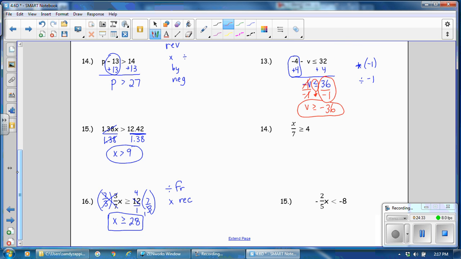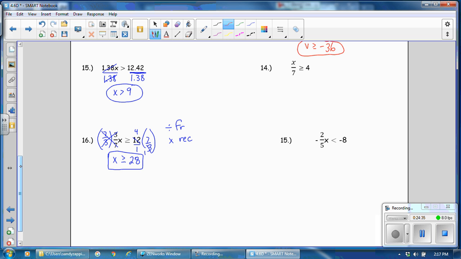Number 14. The problem says to divide by 7. To solve that, we will multiply by 7. I'll write 7 as a whole number on the right because I'm multiplying it by a whole number. I'm multiplying by a positive number, so my inequality is preserved. And I'm going to write 7 as a fraction on the left because I'm multiplying it by a fraction. The 7's cancel each other out because 7 divided by 7 is 1, then x divided by 1 is x. The solution is all numbers greater than or equal to 28.